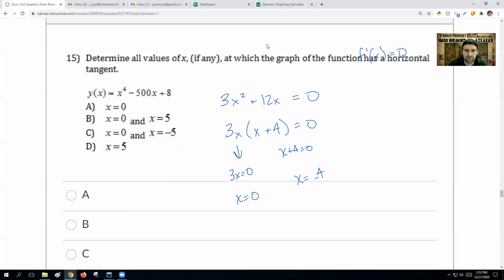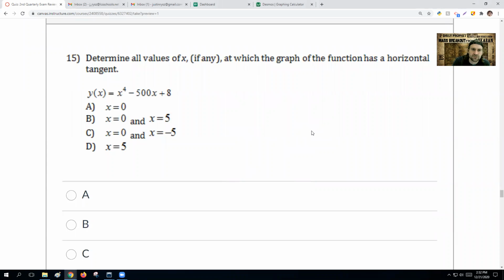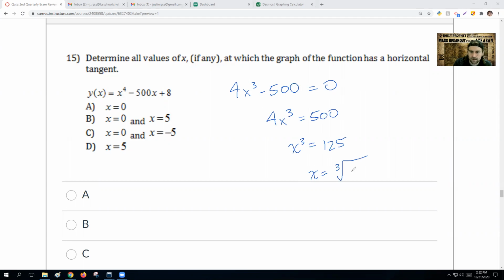All right, another horizontal tangent problem. So let's do the same steps again. We'll take the derivative, which would be 4x cubed minus 500. I'm going to set it equal to 0. To solve this one, let's move the 500 over. We can divide by 4. That would be, what, 125? And then take the cube root of that. The cube root of 125 comes out to be 5, so that would be D.